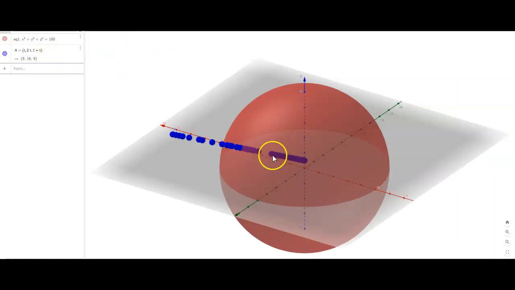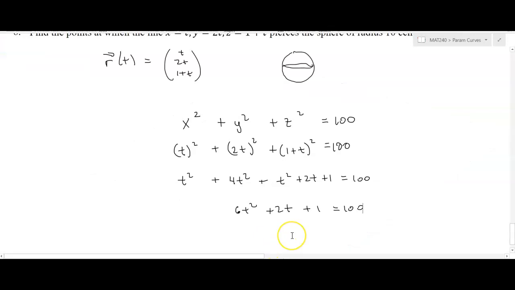it took somewhere between 3 and 4 units. We knew that for sure. So we can say t is about 3.9 when that happens.